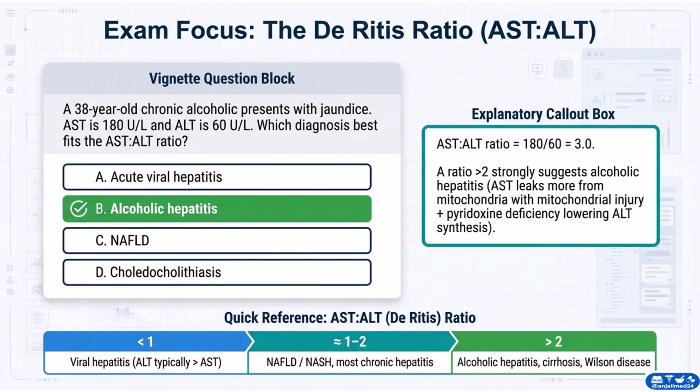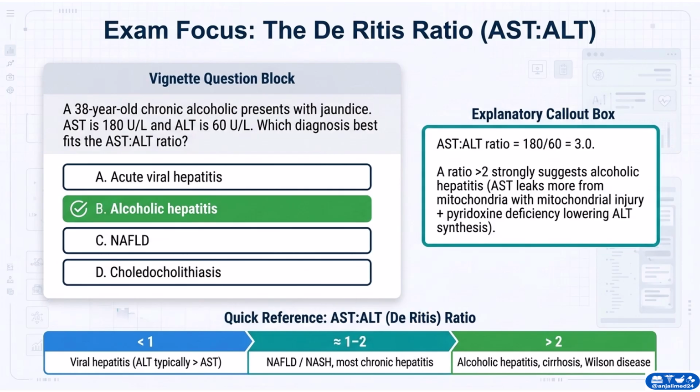Let's calculate the ratio AST by ALT. 180 divided by 60 equals 3. An AST to ALT ratio greater than 2 is highly suggestive of alcoholic hepatitis, making option B the correct answer.